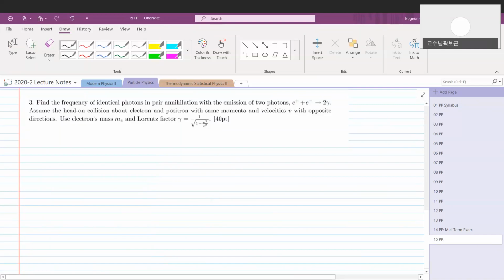So let's write the reaction equation. Positron plus electron gives 2 gamma. Here I assume their mass is given by me. As you know, the antiparticle has the same mass and everything else is the same, but it has the opposite electric charge compared with the particle.